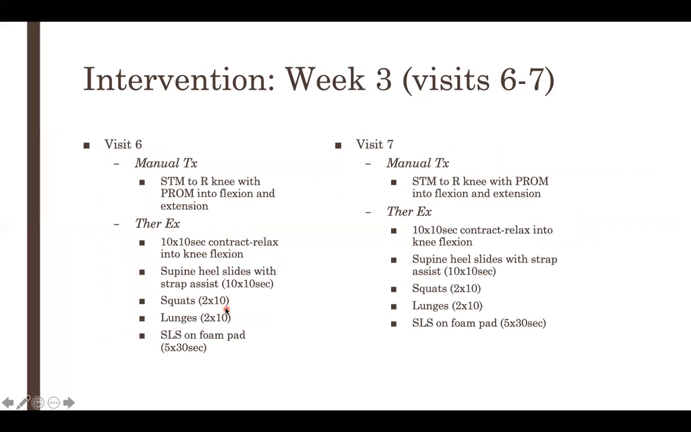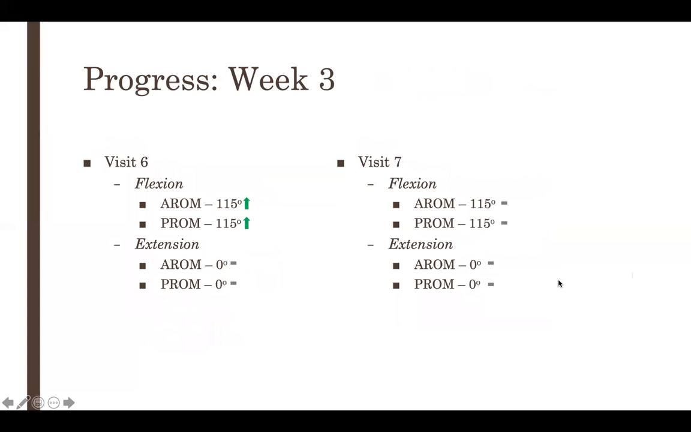In visits 6 and 7, we continued with our therapeutic exercise progression with that contract, relax, the supine heel slides, squats, lunges, and single limb stance was now introduced to challenge her balance. She improved to 115 in both active and passive flexion range of motion, and she stayed the same for active and passive range of motion for her knee extension in both visits. It stayed the same compared to visit 6 and visit 7 for her active and passive knee flexion range of motion.